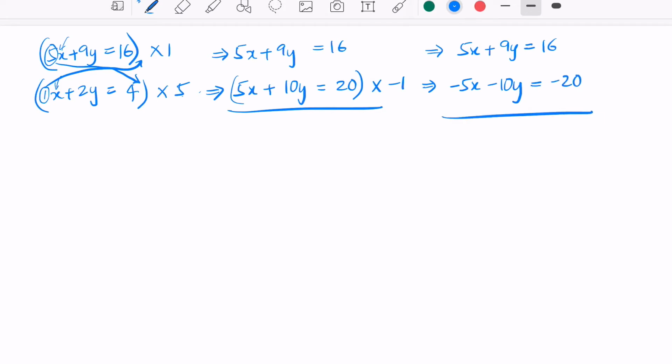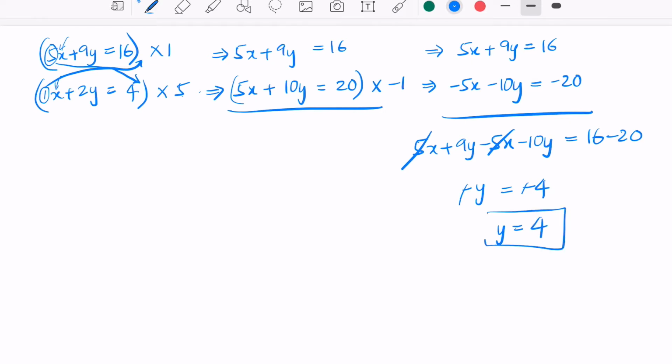Now add both the equations on each side. So on the left side, add the equations: 5x plus 9y minus 5x minus 10y equals 16 minus 20. So plus 5x minus 5x is gone. 9y minus 10y becomes minus y equals minus 4. So minus minus is gone, you get y equals 4.